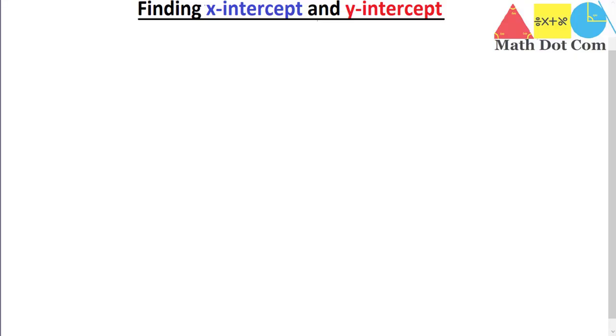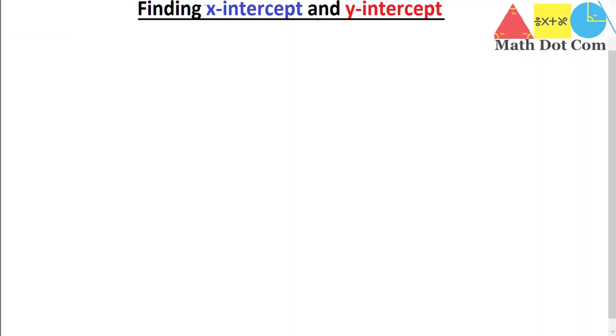Hello everyone, today we are going to learn a very important concept, that is how you can find the x and y intercept if you are given an equation, or if you are given the line and you have to find it graphically. So we will find it in both ways, from the equation as well as graphically. We'll start first with the definition of the intercept.